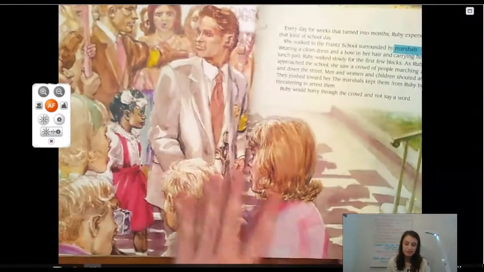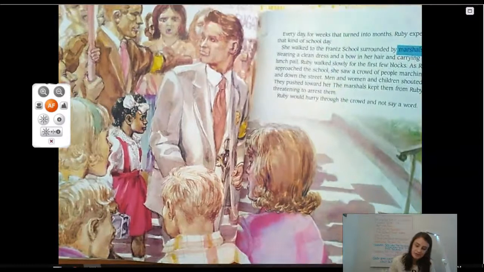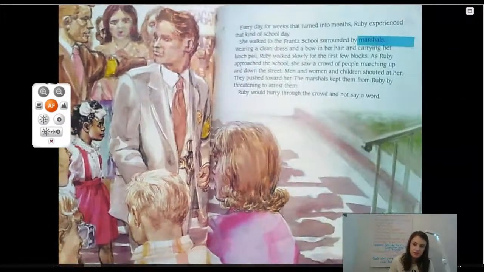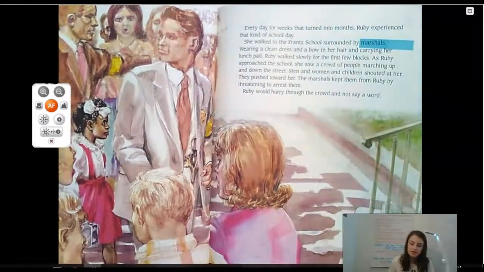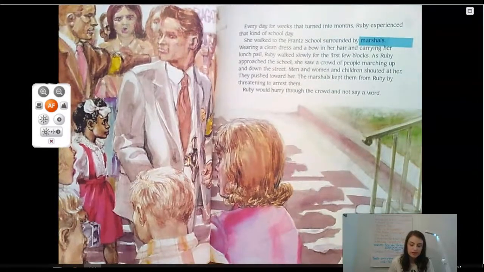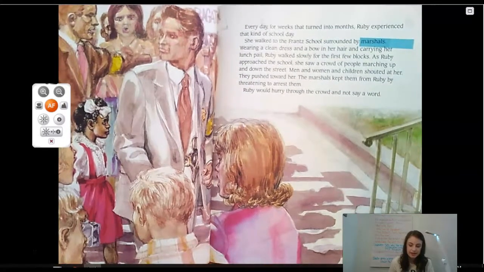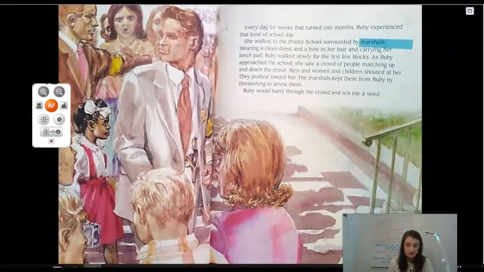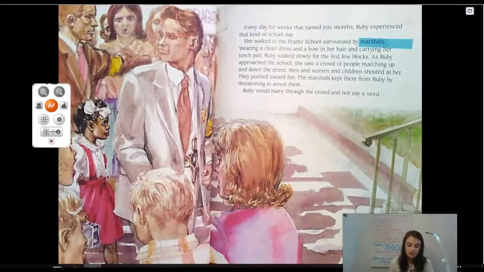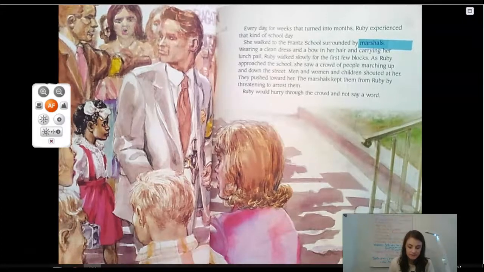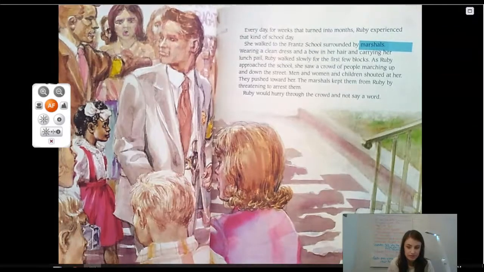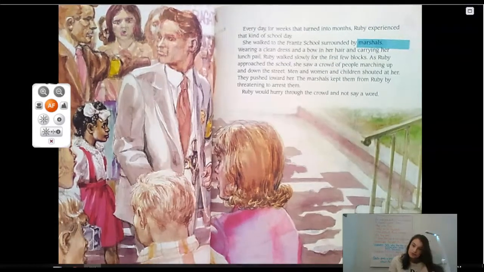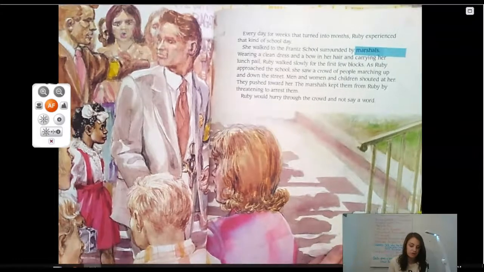Every day, for weeks that turned into months, Ruby experienced this kind of school day. She walked to the Frantz school surrounded by marshals, wearing a clean dress and a bow in her hair and carrying her lunch pail. Ruby walked slowly for the first few blocks. As Ruby approached the school, she saw a crowd of people marching up and down the street. Men and women and children shouted at her. They pushed toward her. The marshals kept them from Ruby by threatening to arrest them. Ruby would hurry through the crowd and not say a word.